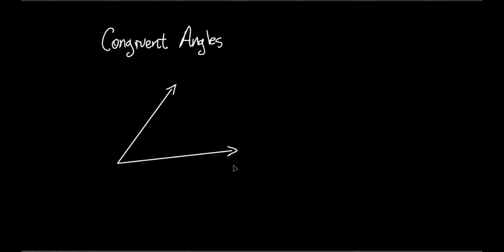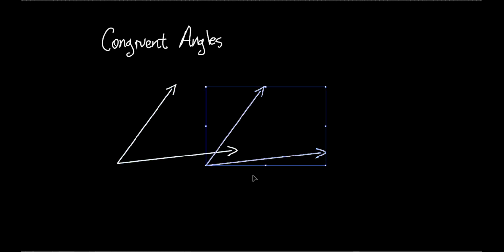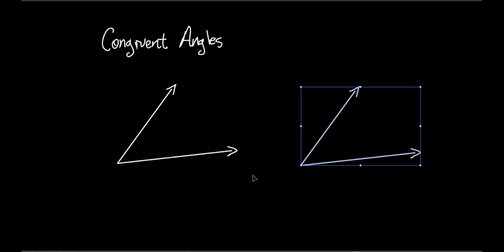Okay? So watch what I'm going to do. I'm going to copy and paste it. Let's try this again. Okay, copy and paste. There we go. So I copied and pasted. Let's just call this angle A and just call this one angle B. You know how we did the tick marks for equal segments or congruent segments? This is what we do for angles.